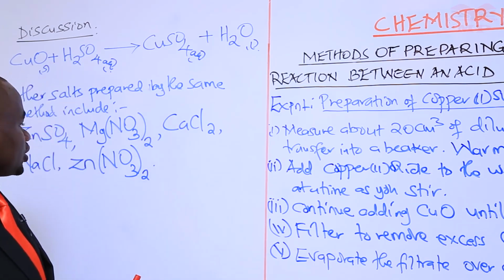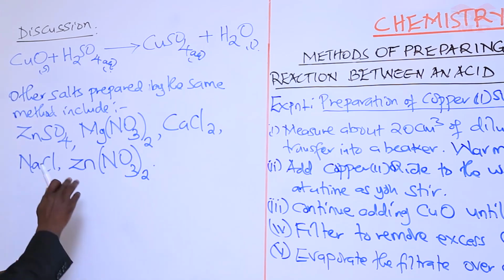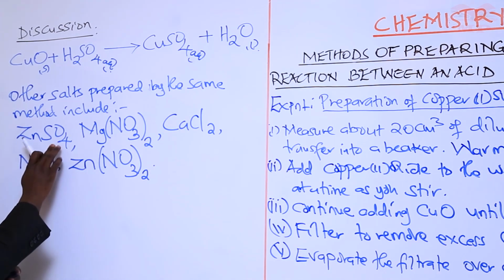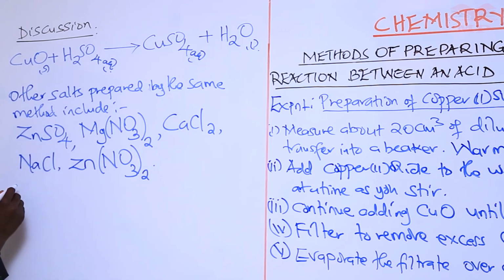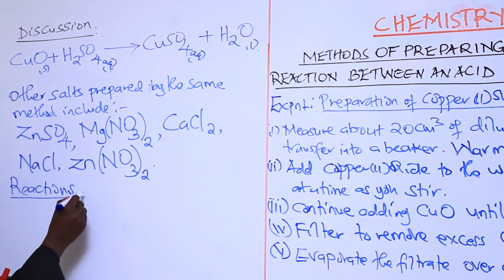So in terms of the reactions, this is how these salts are produced. We start with zinc sulfate. From the name, it means we're reacting zinc oxide with sulfuric acid. So these are the reactions. The reactions are as follows.